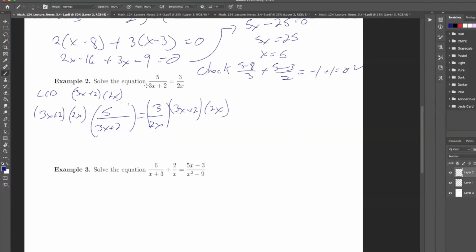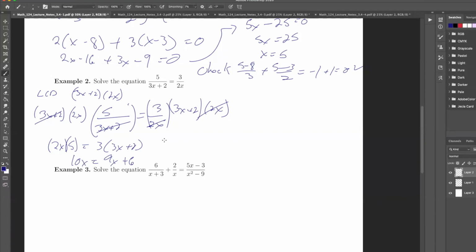Once again, we just find the least common denominator. There's nothing in common between these two, so we just multiply by all the denominators. Here, this cancels this. The 2x cancels the 2x, so I have 2x times 5 equal to 3 times 3x plus 2. This just becomes 10x. This becomes 9x plus 6.